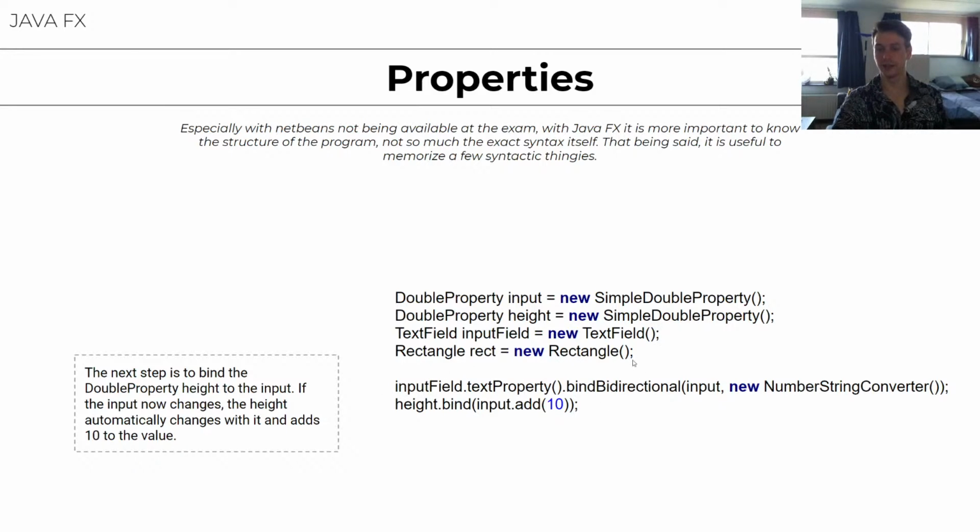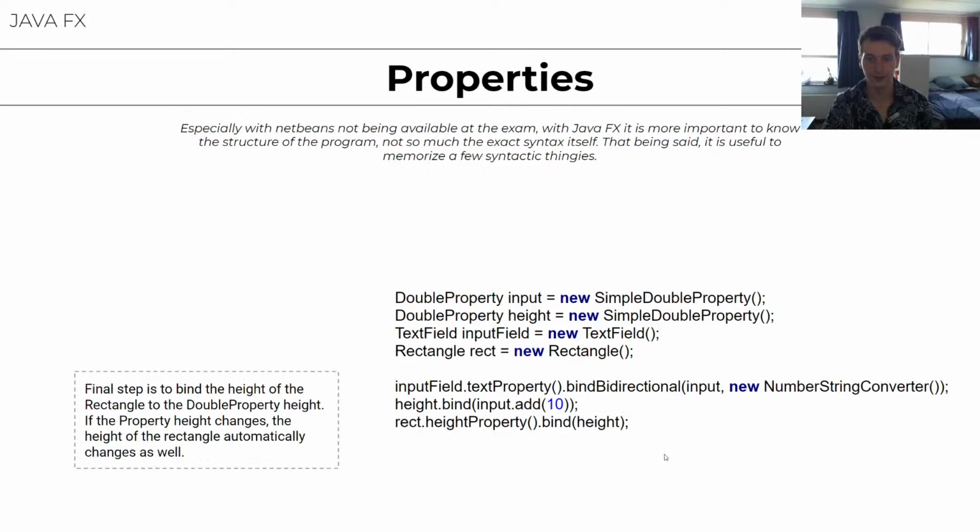This doesn't work because the input field, the text field, is a string or a string property. The input here is a double property, so we have a type mismatch. It doesn't work. So we need to convert whatever the value of the input field is to a double. Essentially, long story short, this is just how you bind a text field to a double property. I would just memorize this and make sure that you know it by heart for the exam.